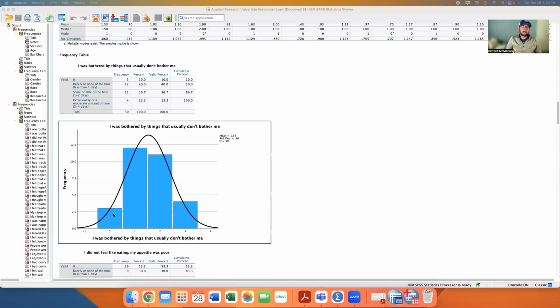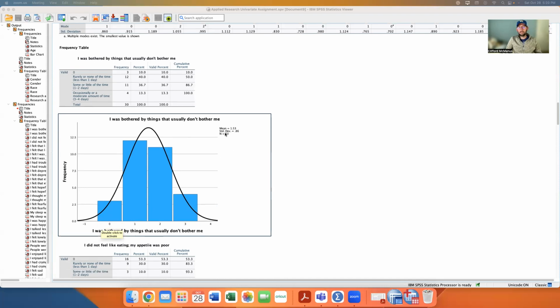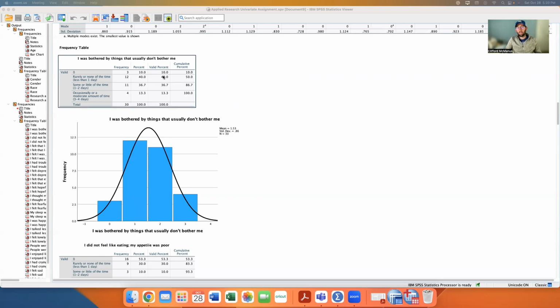Then I have a histogram here that shows the frequency of each response on the 4-point Likert scale. Then it shows you that curve, which we want it to be a bell shape, and we're pretty much there. We have a 0.86 standard deviation, which is within the normal range of spread for the variables measured here. And then the average response was 1.53, so that's going to be these two right here, the rarely or none of the time.